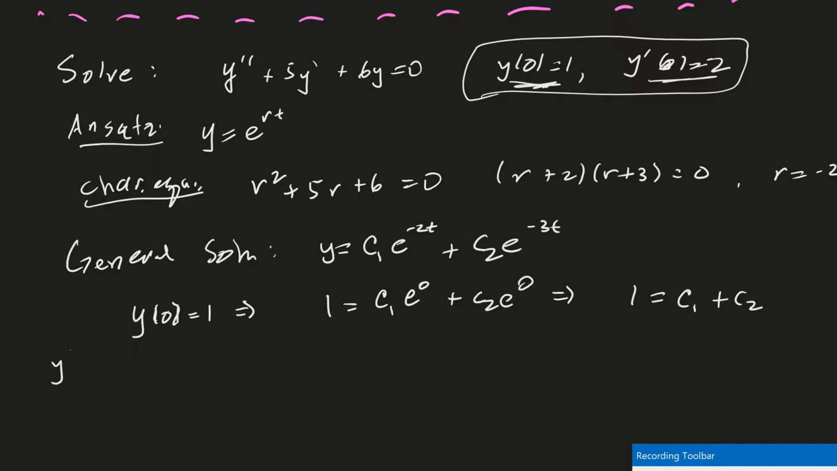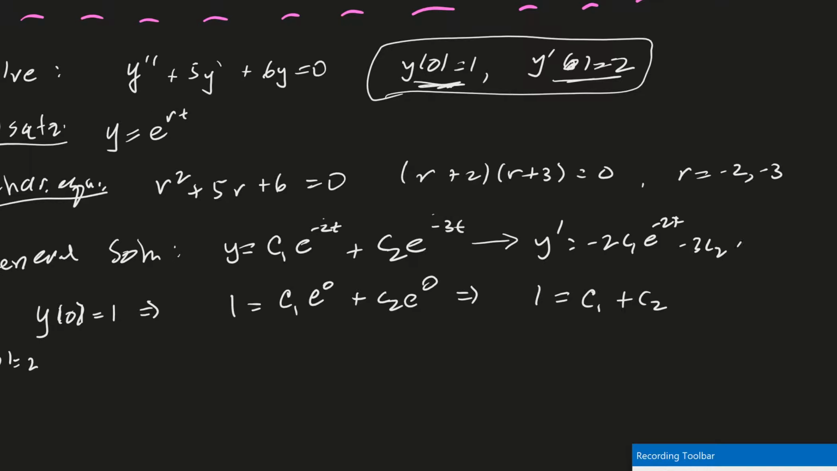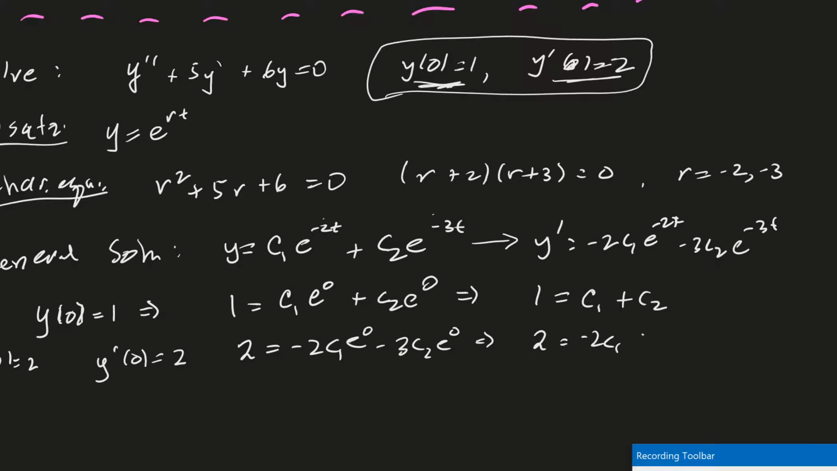And the next one will be y prime of 0 equals 2. So notice when you take the derivatives, all that's going to happen is these constants are going to pop out in front. So we'll have minus 2c1 e to the minus 2t minus 3c2 e to the minus 3t. And so when we take y prime of 0 equals 2, we'll have 2 equals minus 2c1 e to the 0 minus 3c2 e to the 0, or 2 is equal to minus 2c1 minus 3c2.